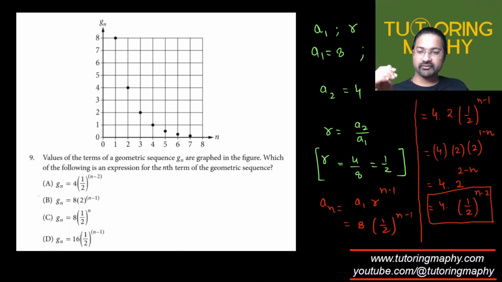So this is the conventional method. If you feel conventional method is pretty straightforward, go for it. Otherwise, you already know what the other method is. So both ways, you know the answer.